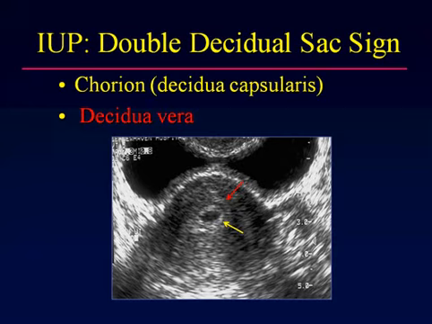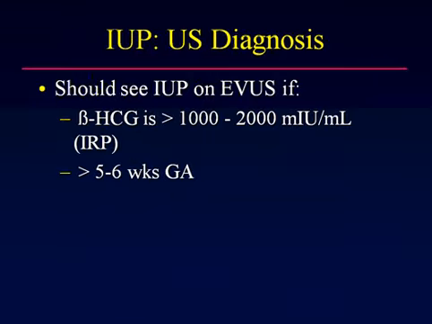Later, you might identify the double decidual sac sign, and this is a description of the following appearance, where you have concentric echogenic rings. The innermost ring, which will be a 360-degree echogenic ring, represents the chorion or the decidua capsularis. The outer echogenic ring, indicated by the red arrow here, is typically incomplete, not 360 degrees, and that represents the decidua vera. In between these two echogenic rings, you'll see a little bit of anechoic or hypoechoic material representing either the endometrium or some fluid within the endometrial canal.